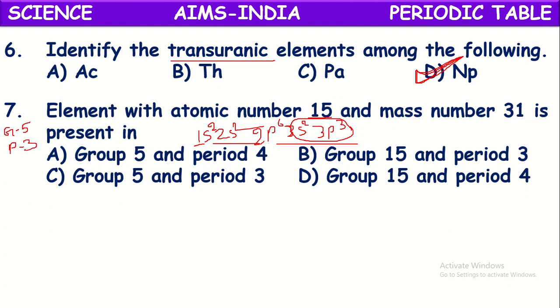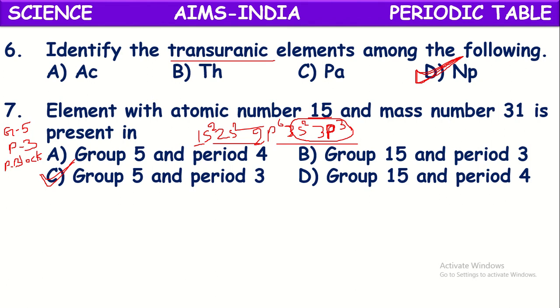So fifth group, third period. What will be the answer now? Here it is, group 5, third period. And we can say the subgroup and block also. The subshell in which the differentiating electron, or last electron, of that element is present gives its block. For this element, the differentiating electron is present in the p subshell. So this element comes under the p block, as its differentiating electron is present in the p subshell.